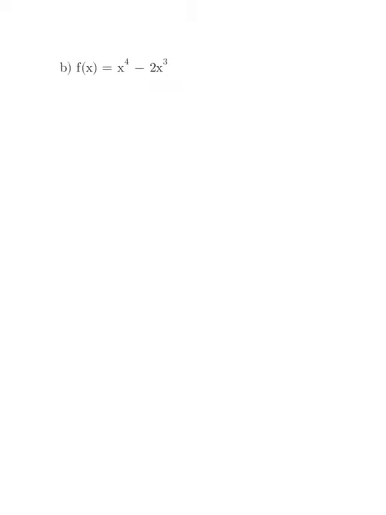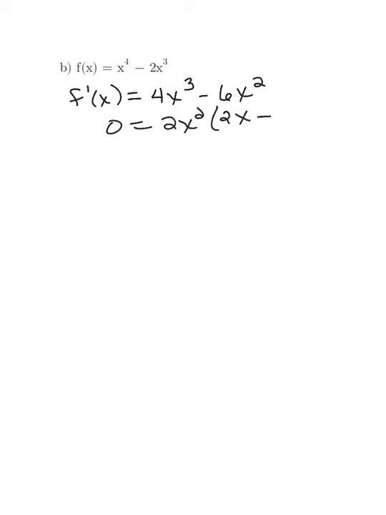On example B, our function is f of x equals x to the fourth minus 2x cubed. And we want to be able to sketch a graph of this. So we start by finding the first derivative to find increasing and decreasing. Our first derivative will be 4x cubed minus 6x squared. Set that equal to 0. And notice that you can factor out a 2 and an x squared. If you do this, what will be left inside will be 2x minus 3.